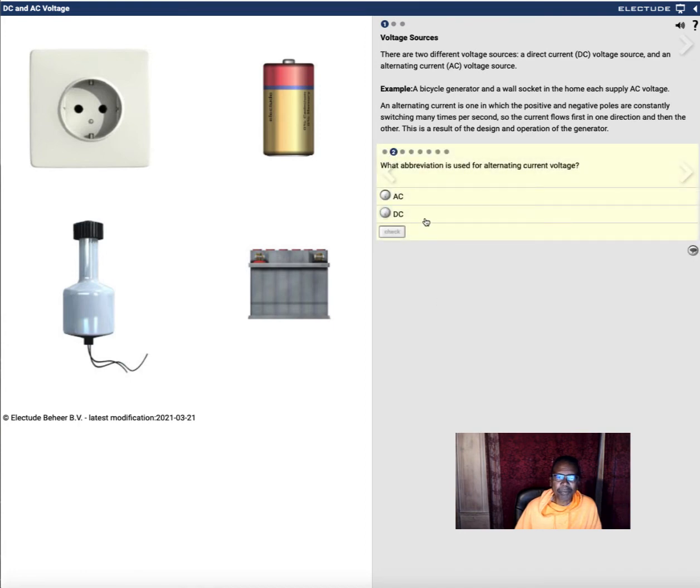Number two, what abbreviation is used for alternating current? Obviously, AC is alternating, DC is direct current. Right? AC is like a pickup coil. DC is like a battery, like your car battery.